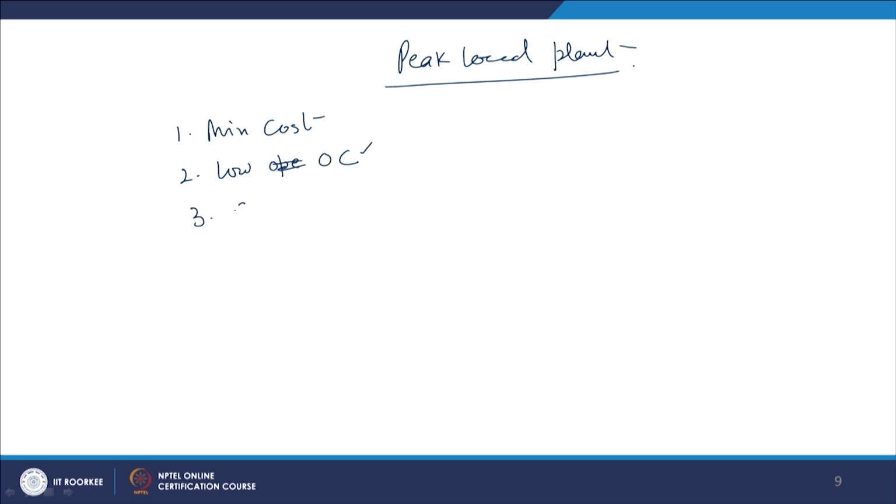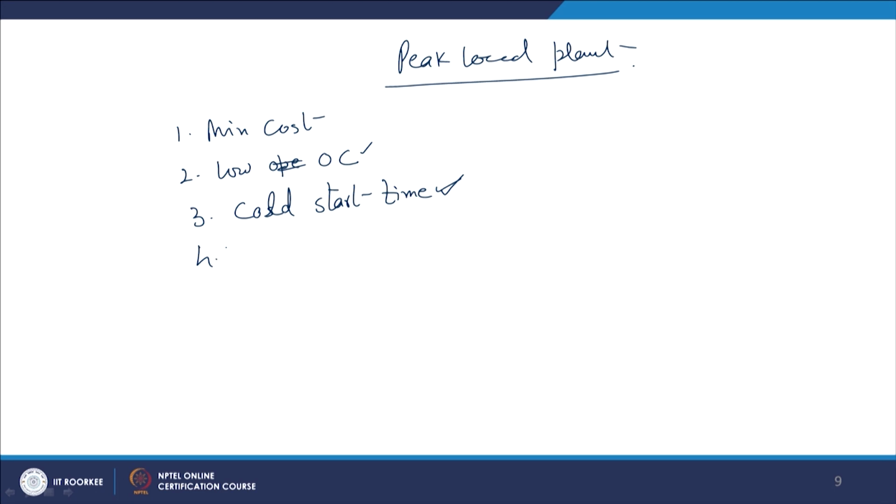This is important. Cold start time. I mean, the moment the power is required, immediately the power plant should start producing the power. So for cold start, if you look, the diesel power plants are the best. You press the button and the power is generated. So they have minimum cold start time.